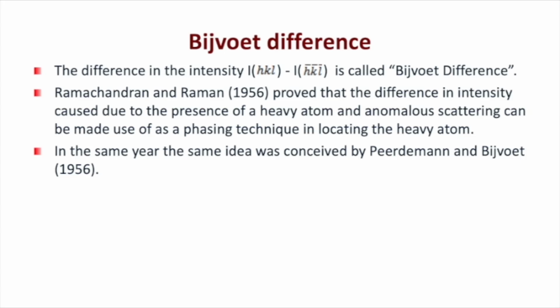The difference in intensities between I of HKL and I of H bar K bar L bar is called Bijvoet difference, even though Professor G. N. Ramachandran and Raman in the 1950s also proved the same thing, but it is widely known in international circles as Bijvoet difference only. The intensity difference caused by the presence of a heavy atom and anomalous scattering can be made use of as a phasing technique in locating the heavy atom.